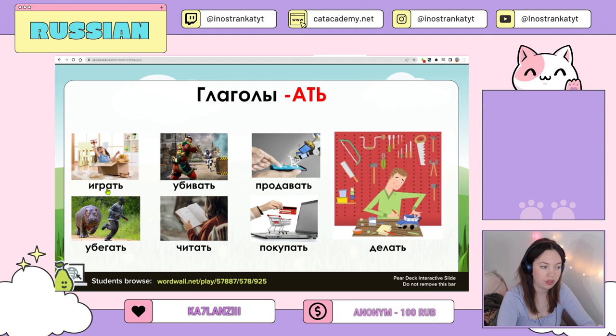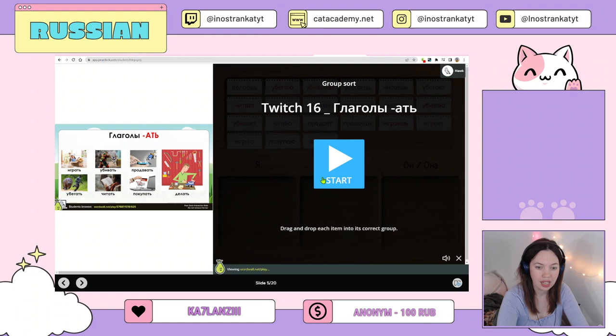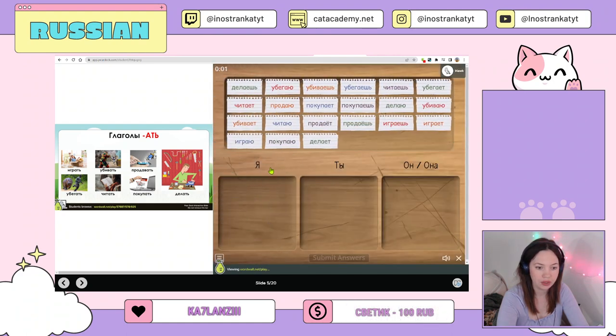So why do we group the verbs by their endings? Because, how do you call it? Verb conjugations depend on their endings. So this is one group and it will be easier for us to follow the rules. You can check the previous lesson for the rules, and here we are going to divide them by groups. Я, ты, он, and она.